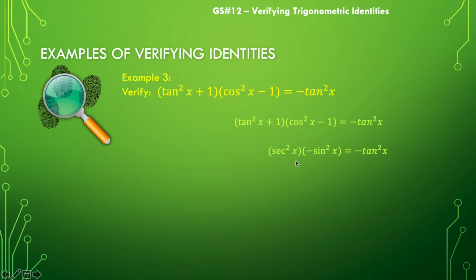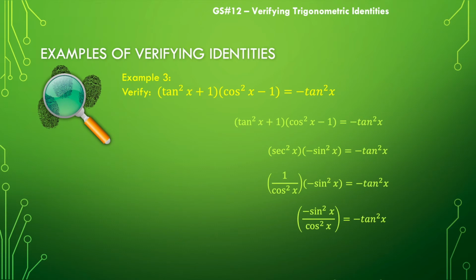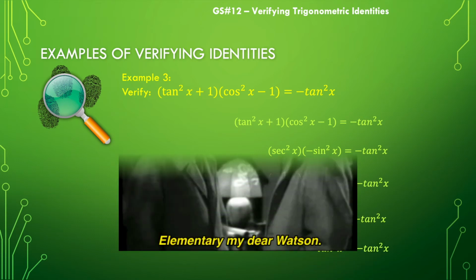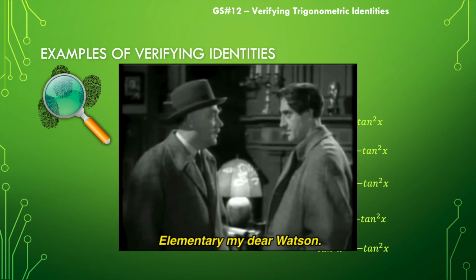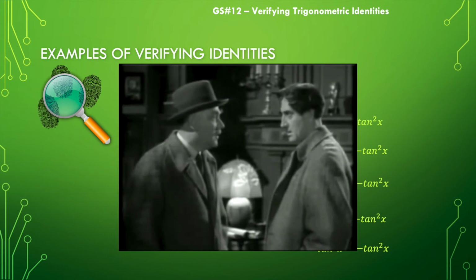Okay, and if I do that, all I have to do is take that secant squared of x and write it as the reciprocal. And if I multiply those two things together, I have negative sine squared of x over cosine squared of x, which indeed is negative tangent squared of x. And that one is finished. Great work, math detectives.